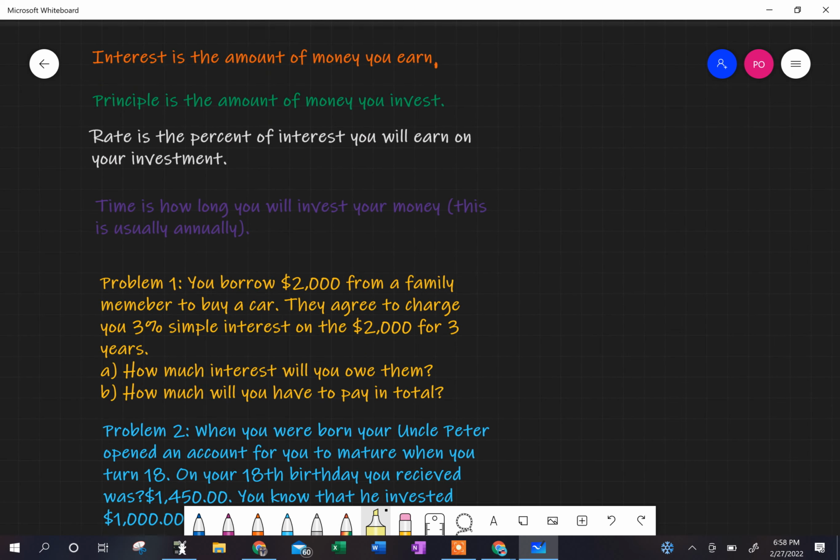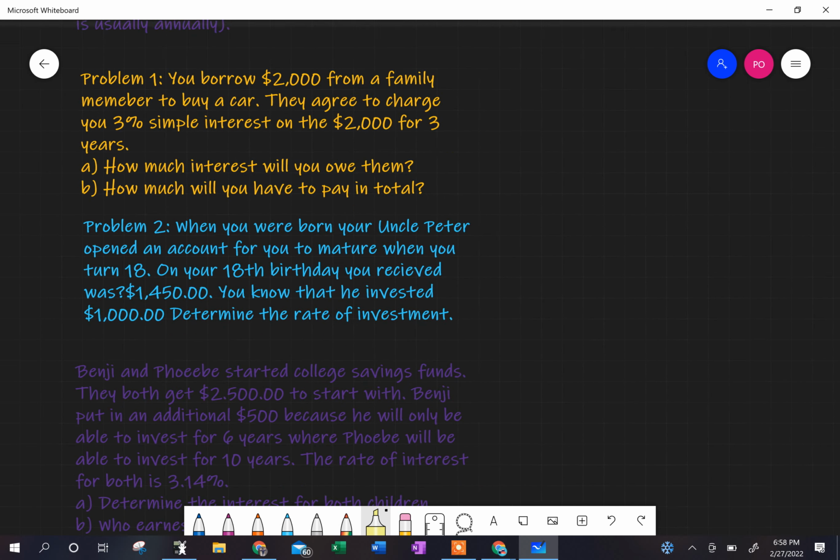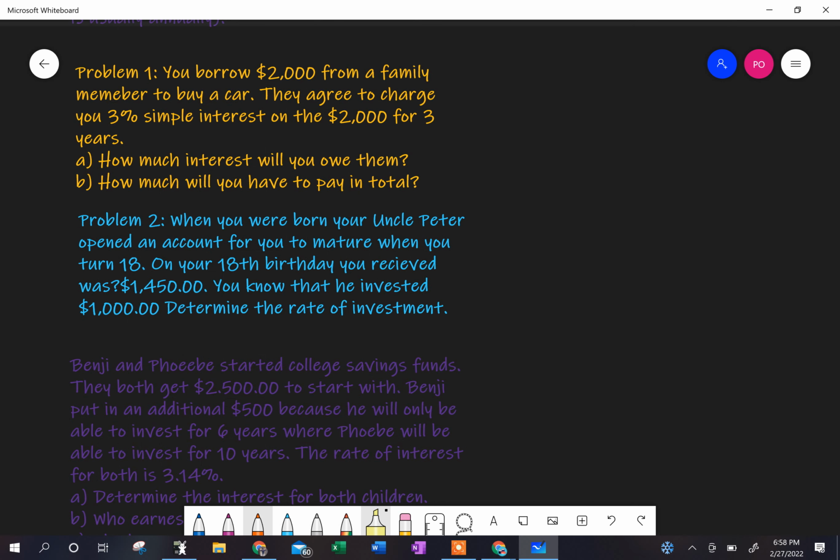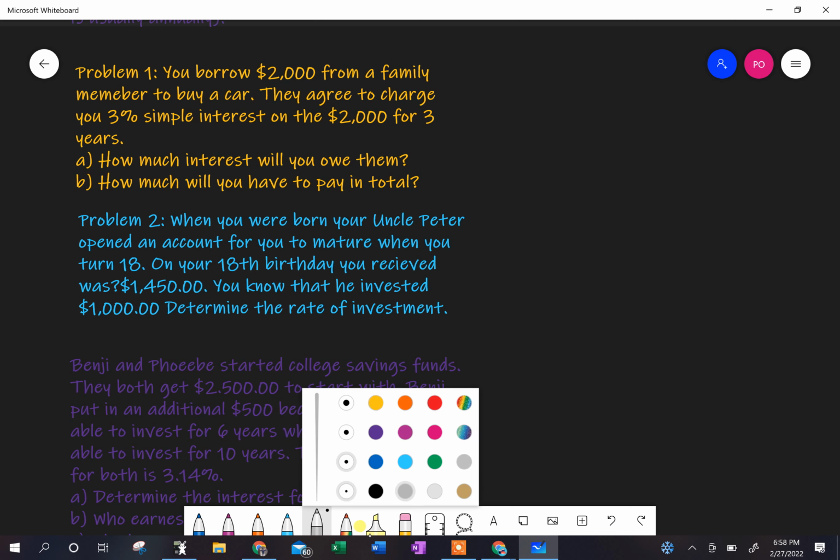So you might think, well, that seems pretty easy. So let's get into some problems. I'm going to do 3 problems, and I hope that they make sense, because they should. Problem number 1, you borrowed $2,000 from a family member to buy a car. They agreed to charge you 3% simple interest on the $2,000 for 3 years. So once again, it says, how much interest will you owe them?